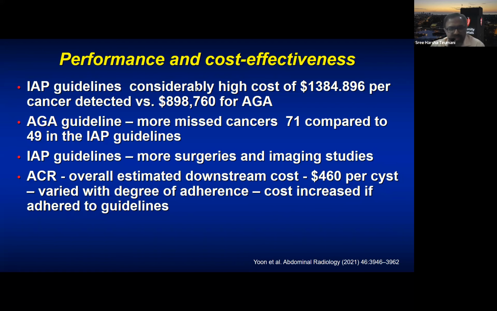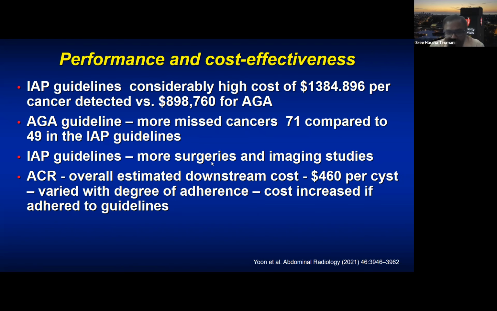But when it comes to the IAP, in general, if you remember, IAP is more trigger happy in the sense there are more surgeries which have to be done. And because of that, the cost is a little high when you follow the IAP guideline. But in contrast, when you follow the AGA guideline, because it's a short follow-up, there are more missed cancers. Like there are 71 missed cancers compared to 49 in one study.